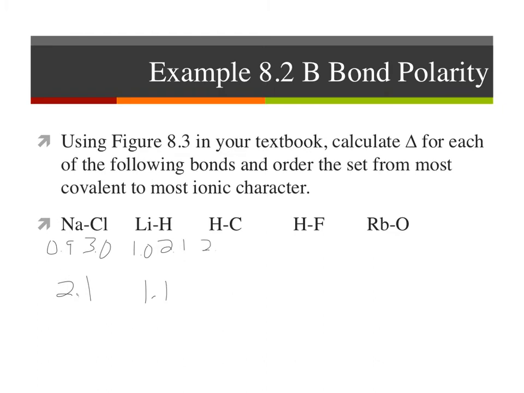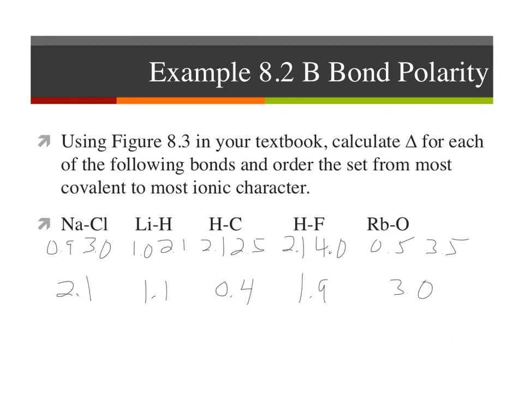Hydrogen again, 2.1. Carbon is 2.4. This is a very, very non-polar bond. Sorry, 2.5 is the carbon. So the difference is 0.4. HC bonds are very, very non-polar. We actually consider them to be non-polar bonds, almost entirely 0. HF: H is 2.1, fluorine is 4.0. There's a big difference there, 1.9. RbO: Rb is 0.5. Oxygen is 3.5 for a difference of 3.0.